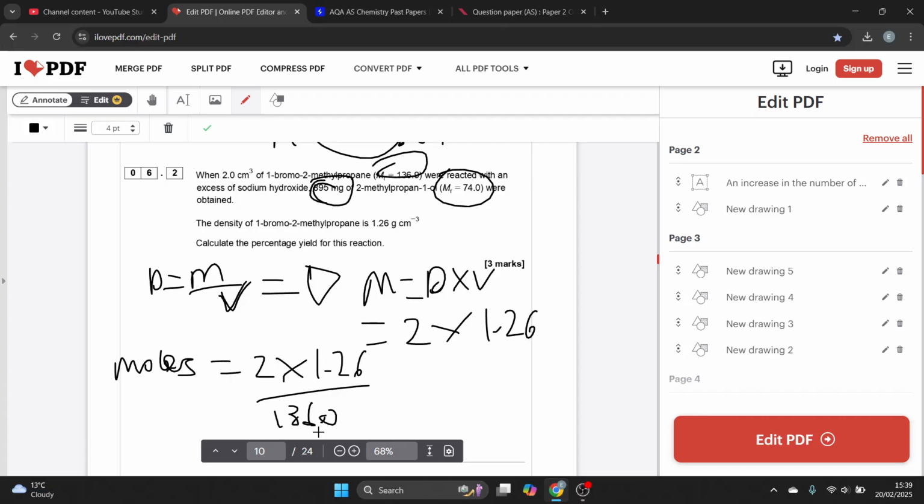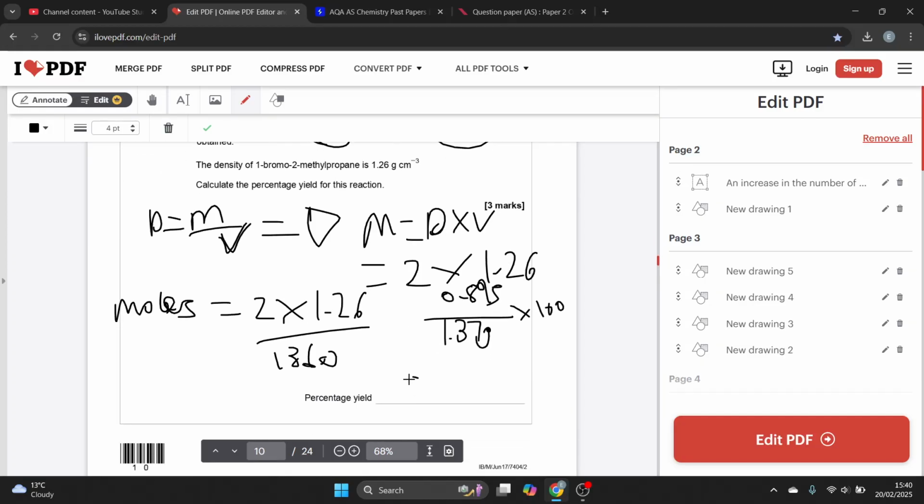So the mass is going to be the moles times by the MR, which is 74.0, and that's going to be 1.37 grams as theoretical yield. Now I'm going to do actual yield, 895 milligrams, so 0.895 grams over that times by 100. So 0.895 over my answer times by 100. I get 65.3, 65.3%. That's what I get.